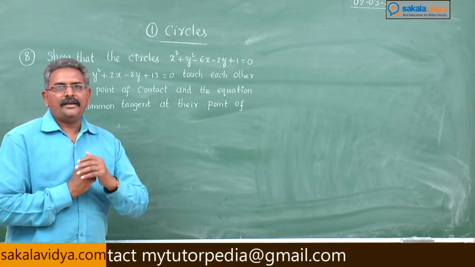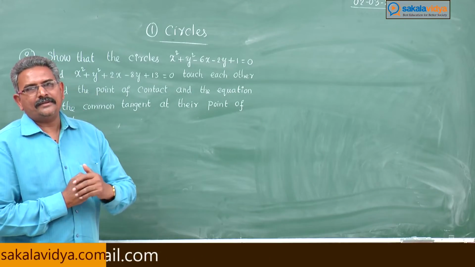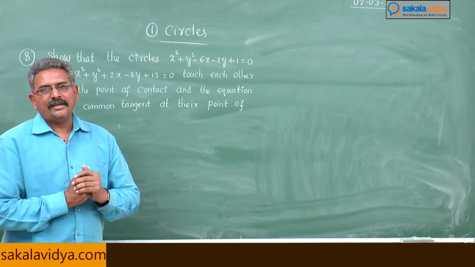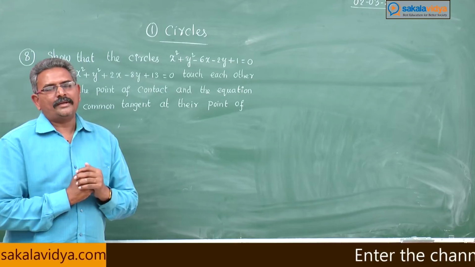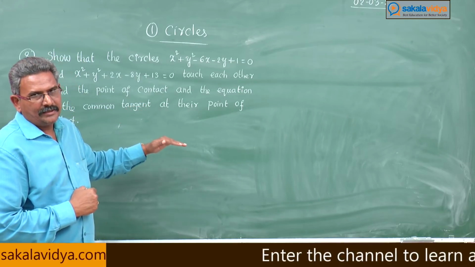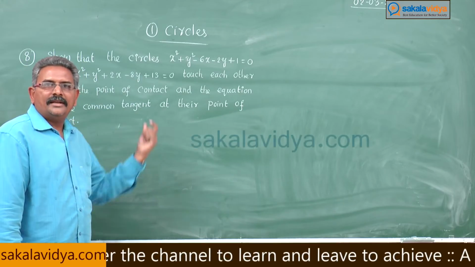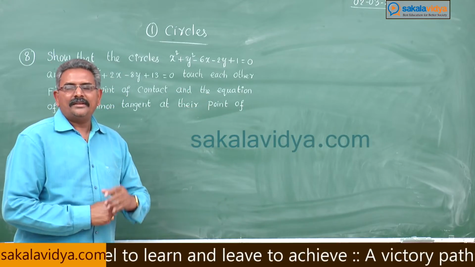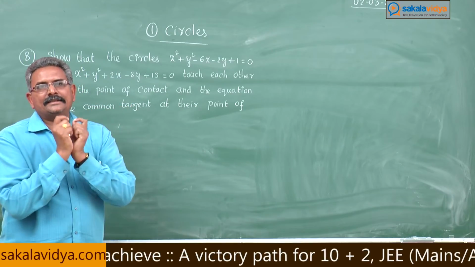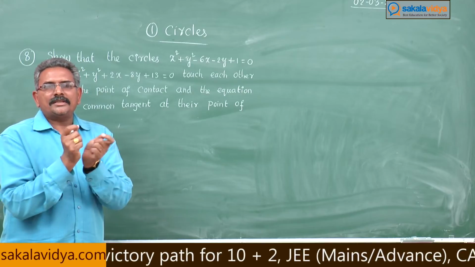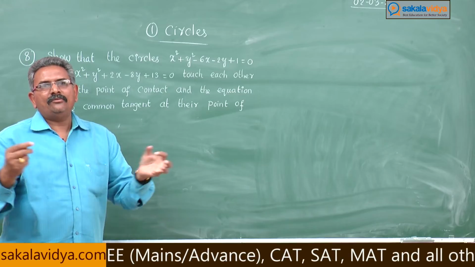So, first of all let us suppose the given circles be, the first circle is S is equal to 0, second circle is S dash is equal to 0. So, first we have to find out the center of the first circle and center of the second circle, radius of the first circle, radius of the second circle. Then after that we have to find out the distance between their centers.